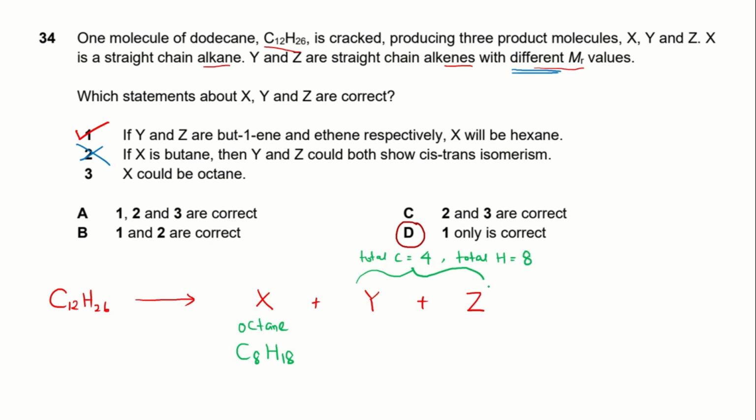The smallest alkene will be ethene. So if Y is ethene, 4 minus 2, the number of carbon atoms in Z will be 2. The number of hydrogen atoms in Z will be 4. But the question tells us that Y and Z are alkenes with different molecular weights. So X could not be octane in this question. Statement 3 is incorrect. So for this question, only statement 1 is correct.